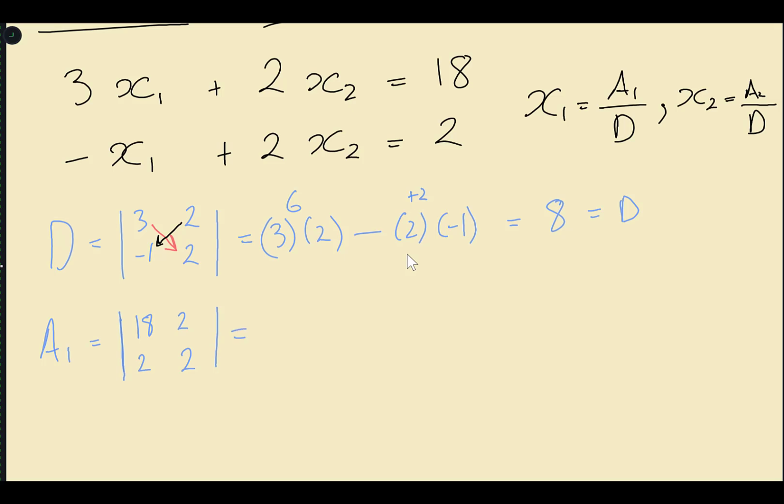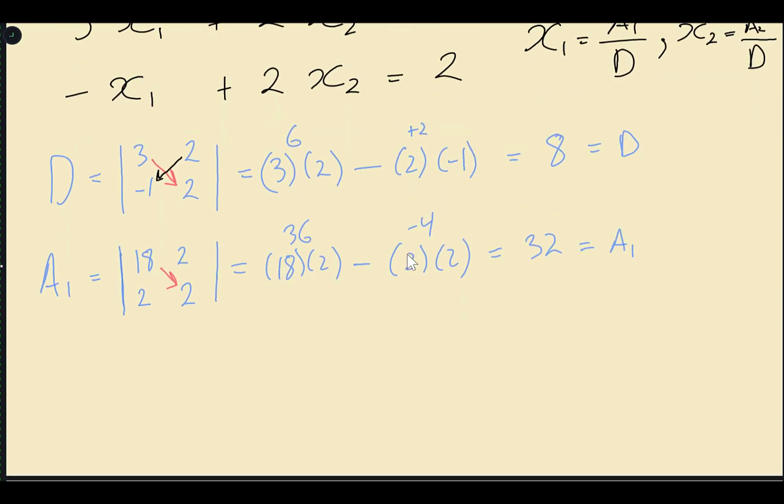All right, then we repeat the same thing. We multiply 18 by 2, so we go across again this way, and then we subtract the other diagonal, so 2 times 2. So we get 36 minus 4, which is 32. So this is A1.